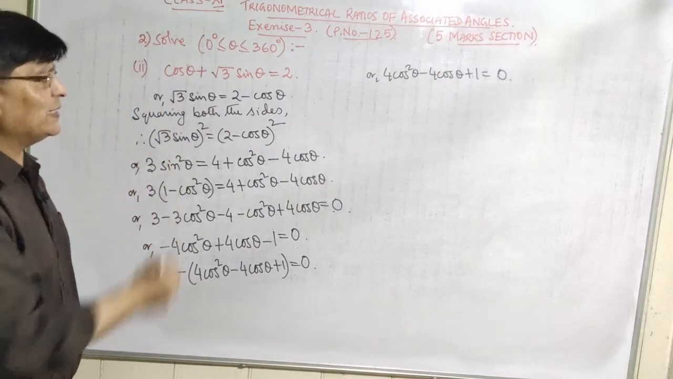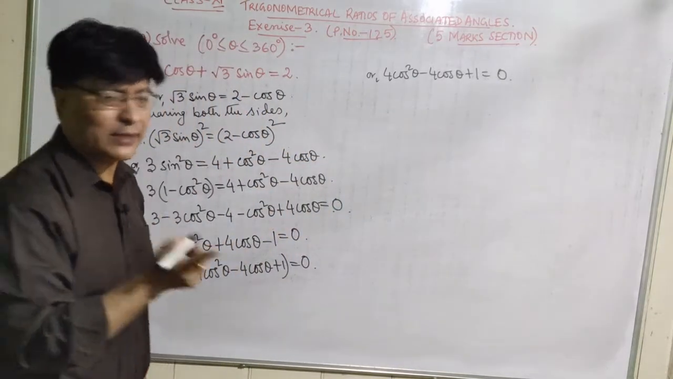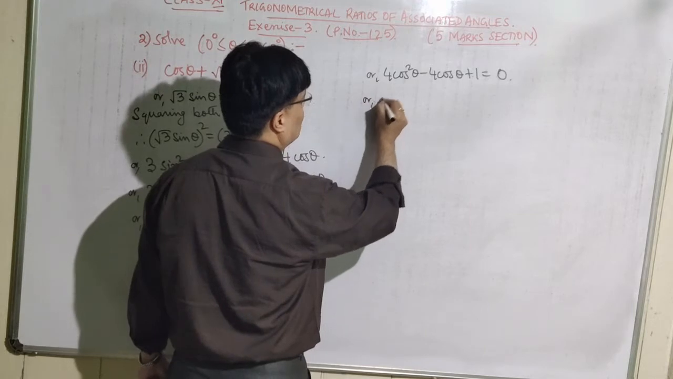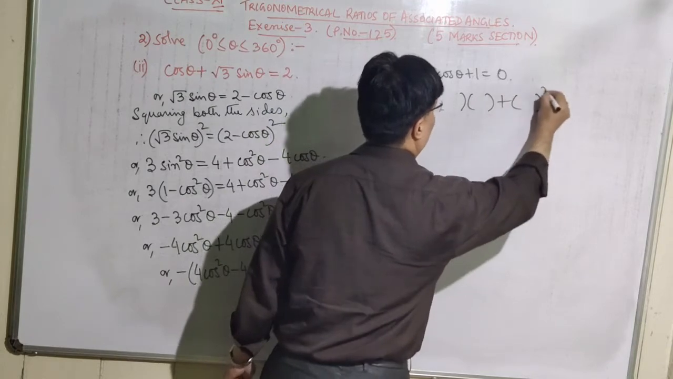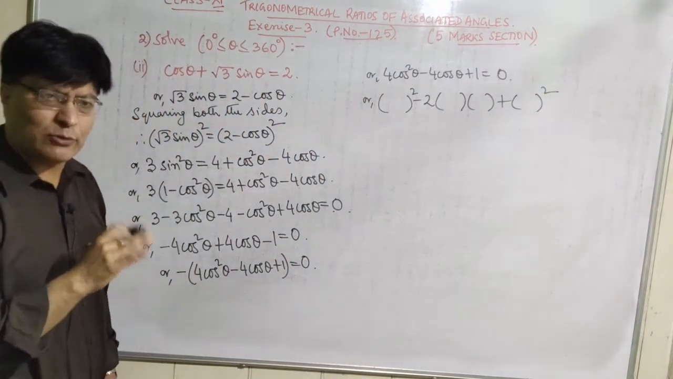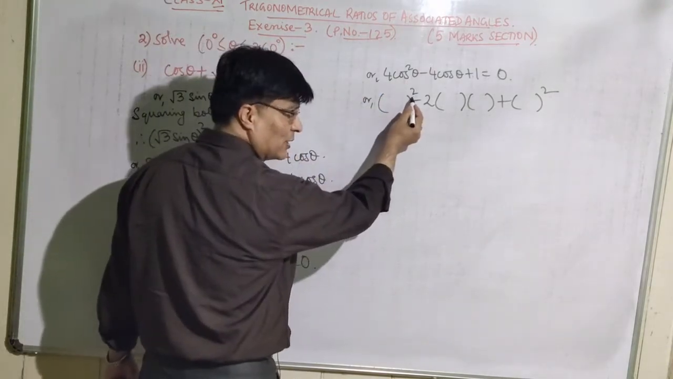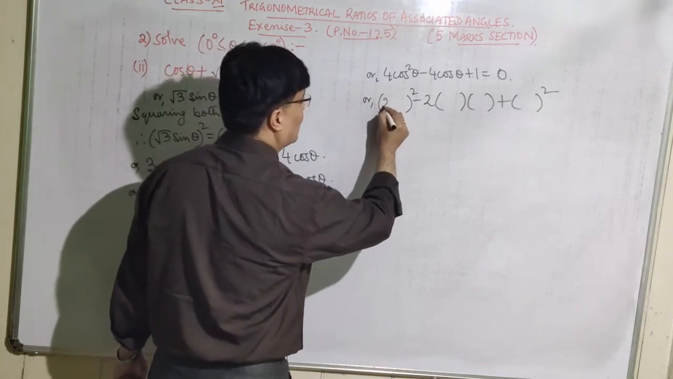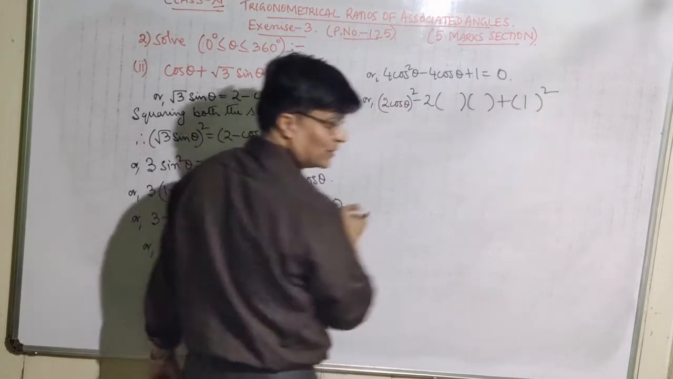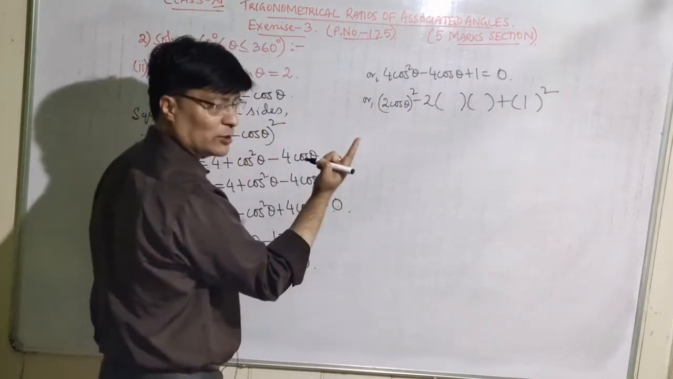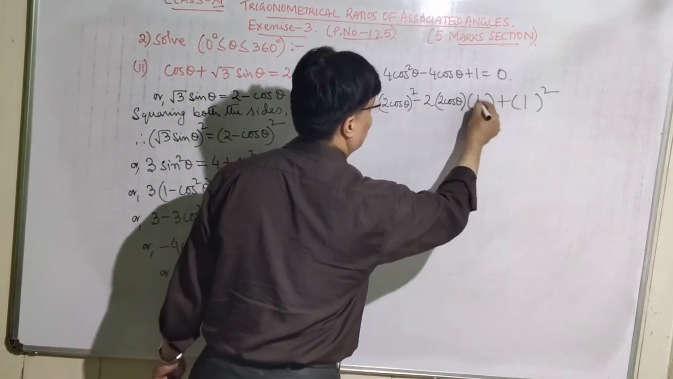Now you can easily factorize it, or you can convert it into whole square form: a square minus twice ab plus b whole square. Let us write down only the brackets. Since there is 4 cos square theta, which is a whole square already, what will be the expression within the whole square? It is 2 cos theta. Since this is 1, this is also 1, 1 in terms of whole square is 1 whole square. This is a, that is 2 cos theta, and this is b, it is 1.